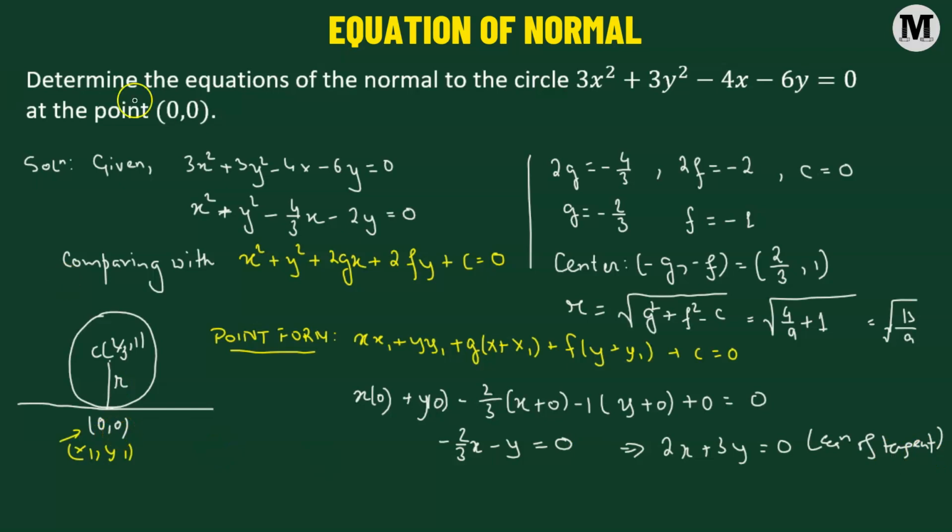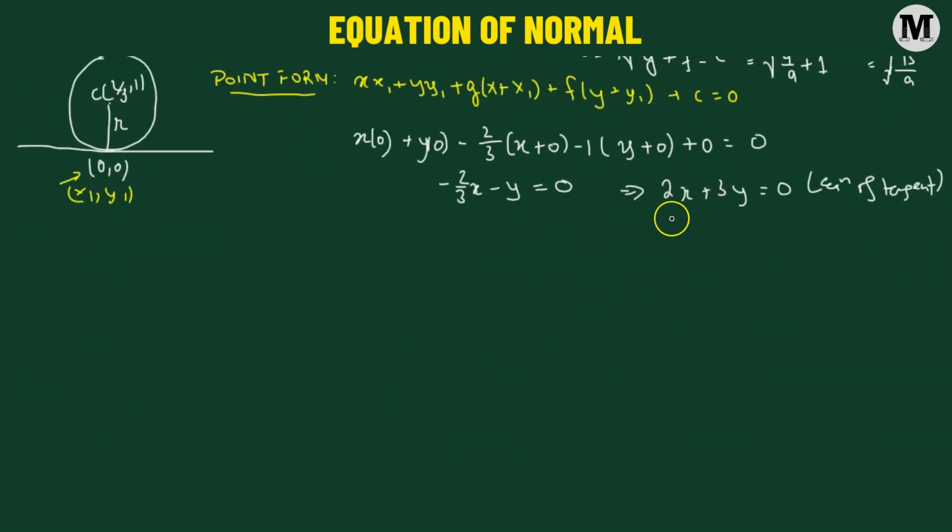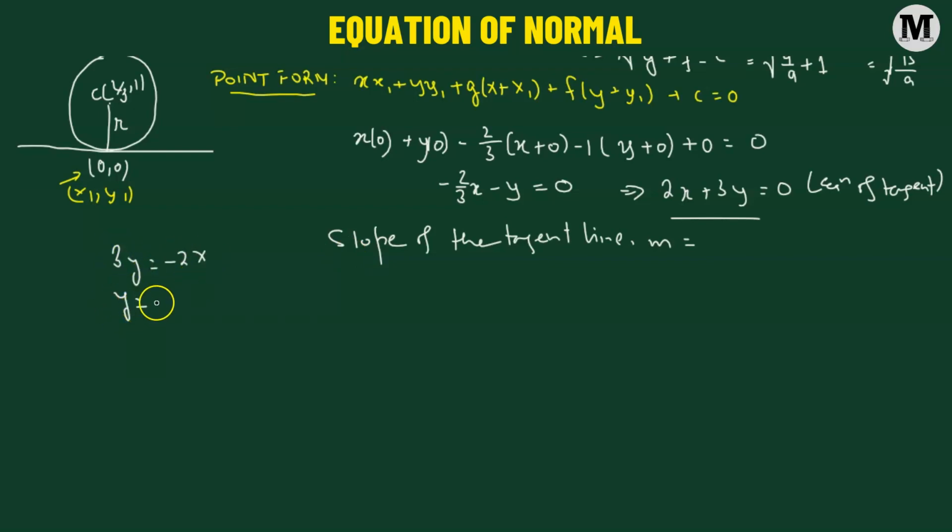However, our goal is to find the equation of the normal. To do that, all we have to do is first find the slope of the tangent line, let's call it m. If we rearrange this equation in the slope intercept form, 3y equals negative 2x, so y equals negative 2/3 of x plus 0. The slope intercept form is y equals mx plus c. So our slope m comes out to be negative 2/3.